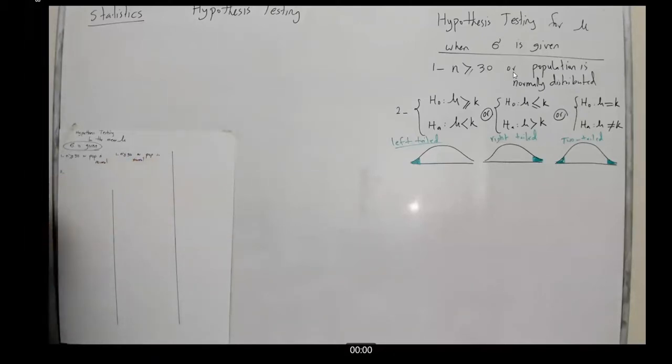Step 2, we need to identify the null and alternative hypothesis. H naught, mu is greater than or equal to k, HA, mu is less than k. Here we get a left-tailed graph.